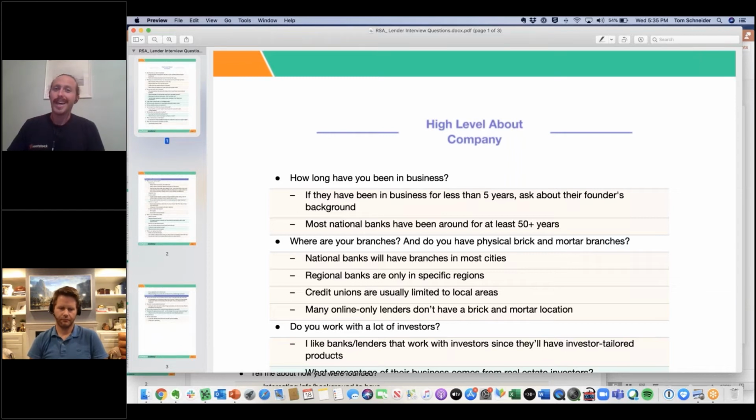A really good one is aimloan.com, which is an online only lender. That's AIM, like aiming at something, loan.com. Man, I should be getting kickbacks for this. I don't. We do a lot of business with them.